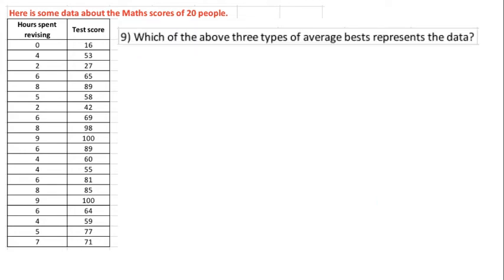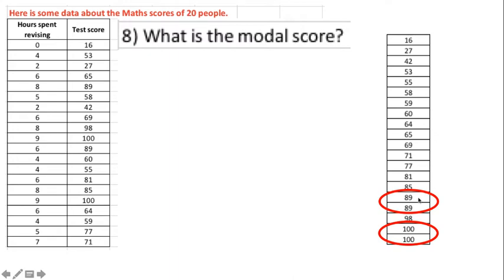And which of the above three types of average best represents the data? Well, the fact that the modes were 89 and 100 doesn't really say much about the data set as a whole.